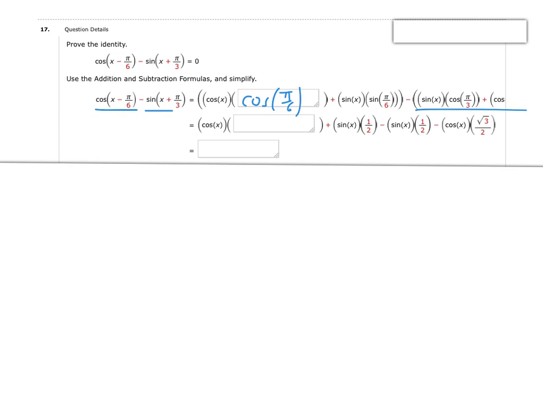Now I need cosine of pi over 6. Now pi over 6 is right here with a coordinate of rad 3 over 2, comma 1/2. And so the cosine then would just be rad 3 over 2.